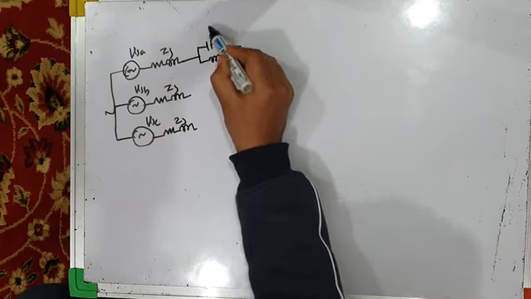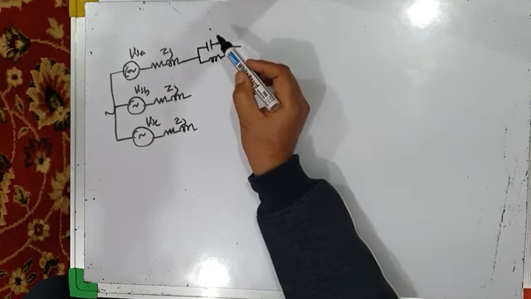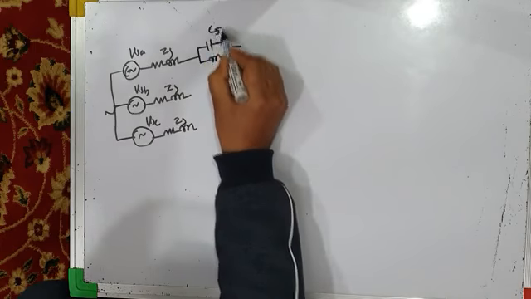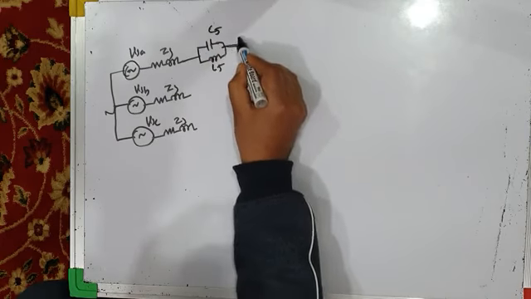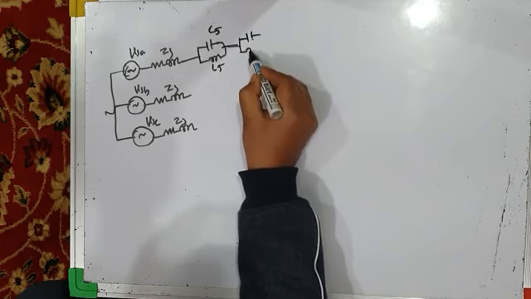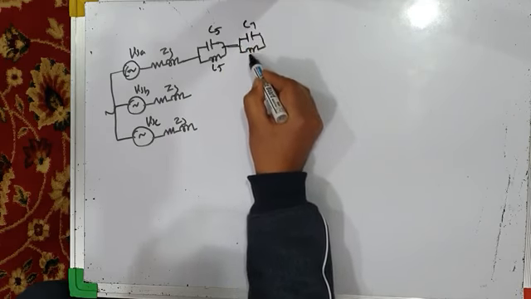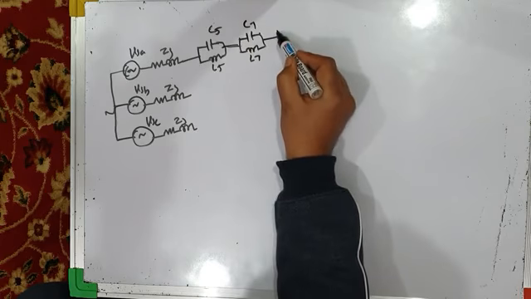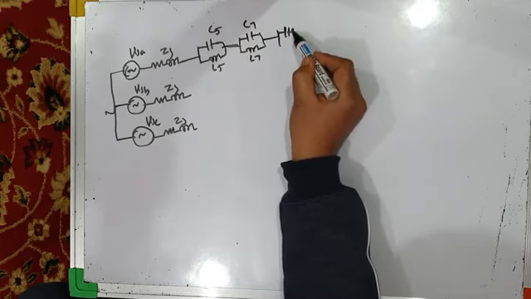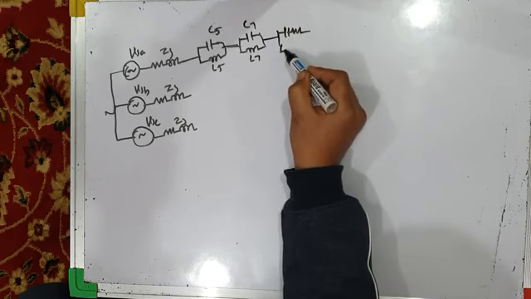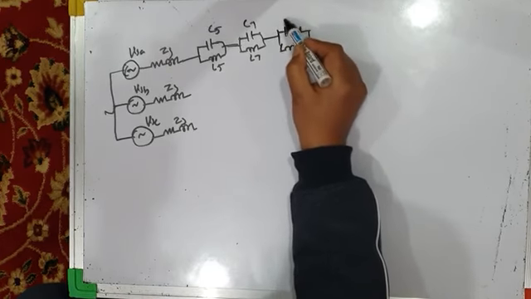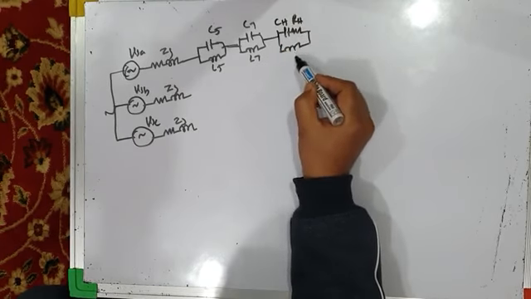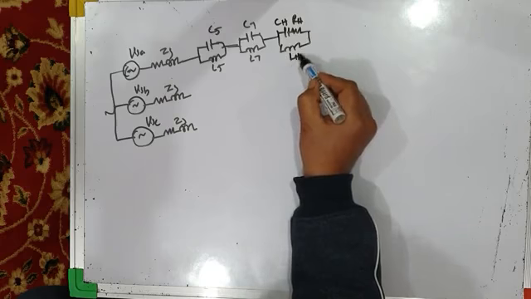This is C5, L5, C7, L7, and these are single tuned filters. And then you have high pass filter or damped filter. This is CH, RH, for high frequency high pass filter, and LH.